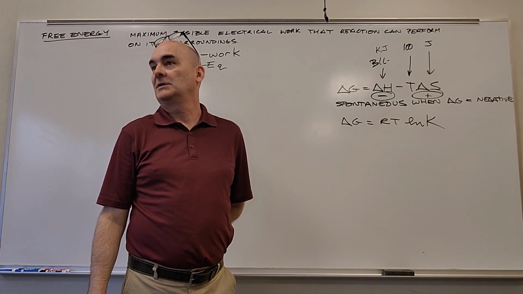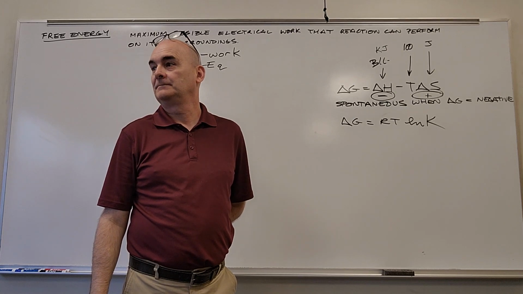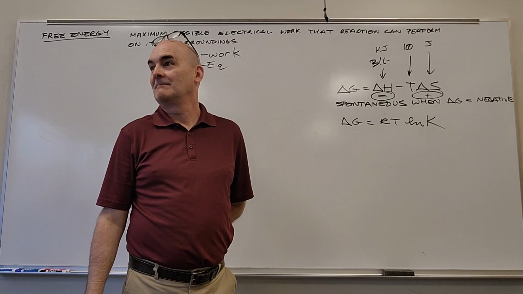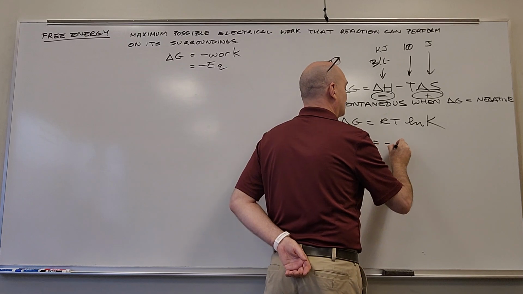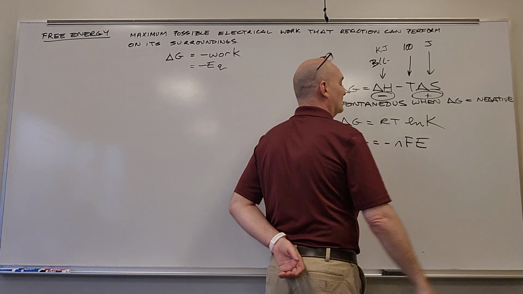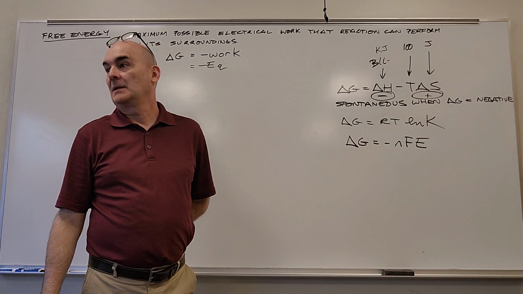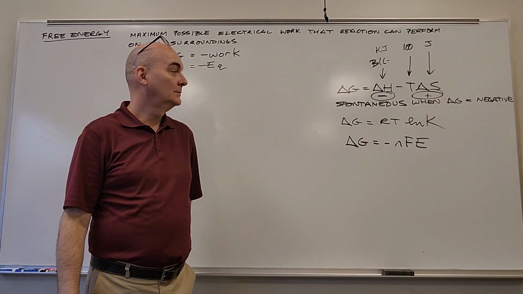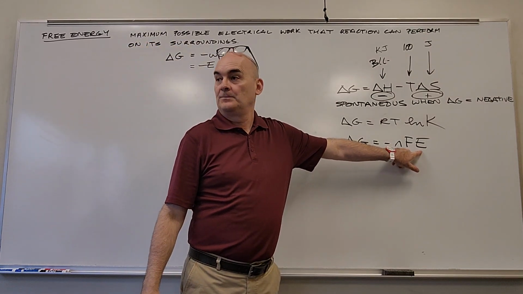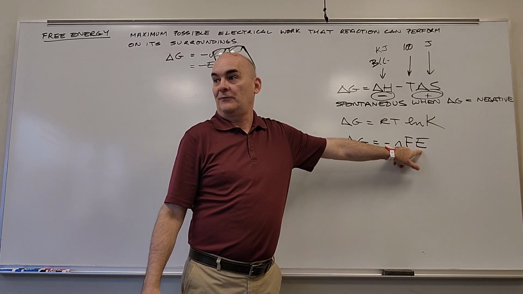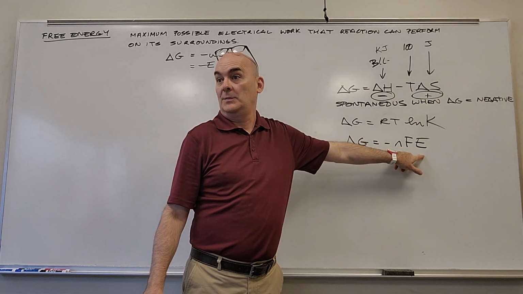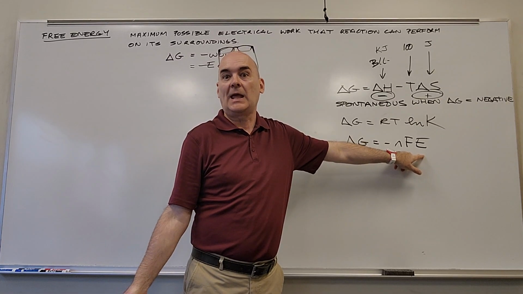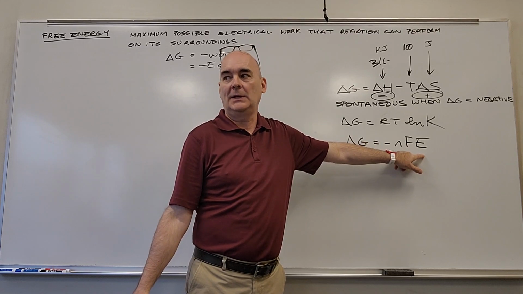Delta G is linked to the equilibrium constant. And delta G is related to potential difference, Faraday's constant, cell potential. We haven't seen a cell yet to do the potential of the cell, but it's coming.